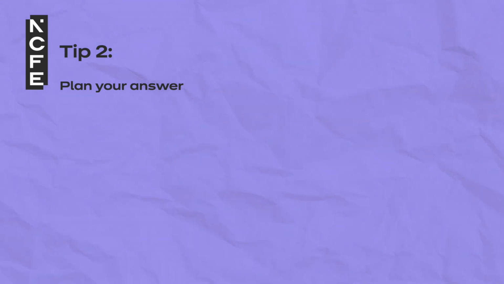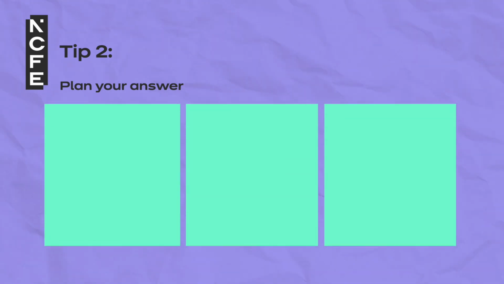Tip 2. Plan your answer. Use the notes section of the exam paper to plan how you will answer the question. You could include a table where you would note down what you need to include within your answer, covering all the command verbs and content areas within the question, to plan what you need to include in your answer.